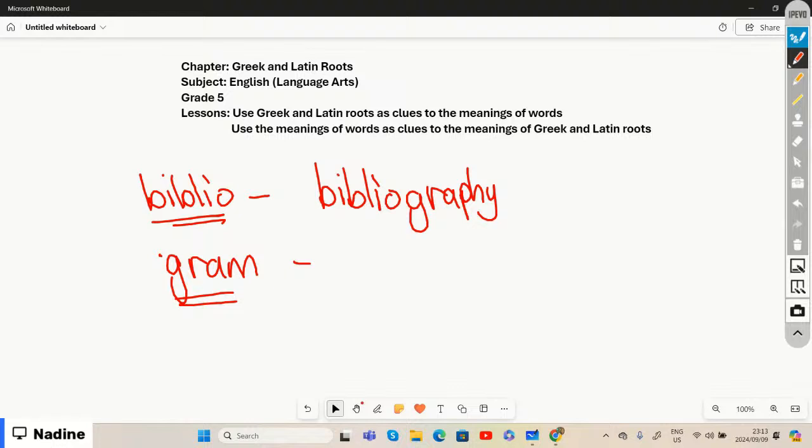So grammar, remember in English, we always look at your grammar, or that is at least one of the things that we look at when it comes to English, right? It's how you write your essay, how you formulate your words. It's the structure of the language, or the structure and the use of the language. That is grammar.